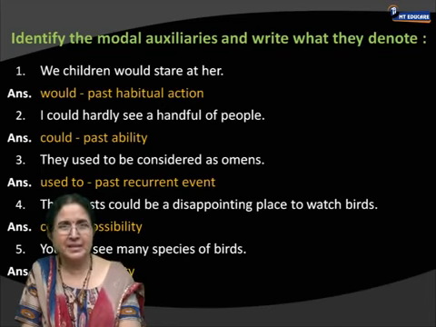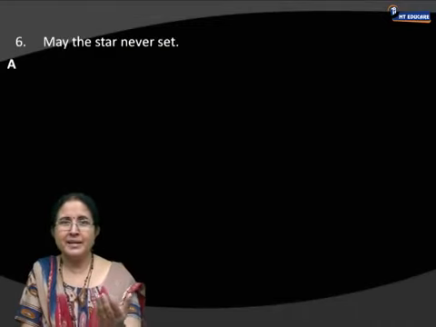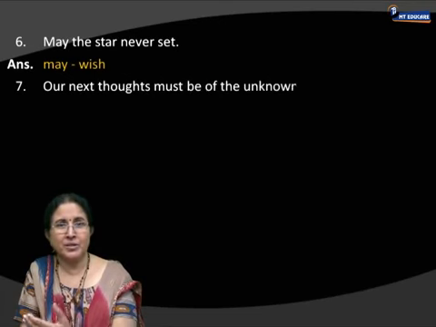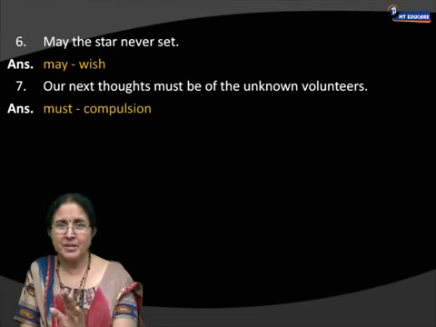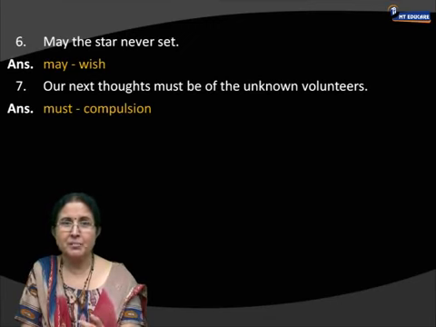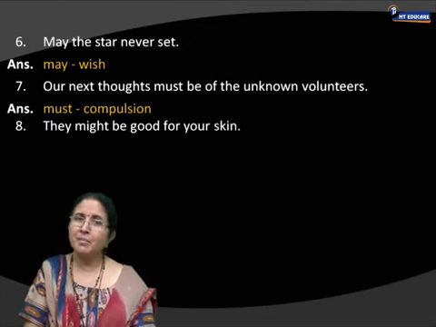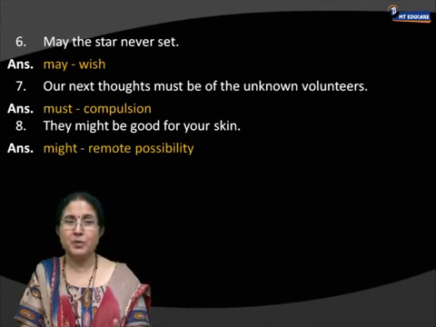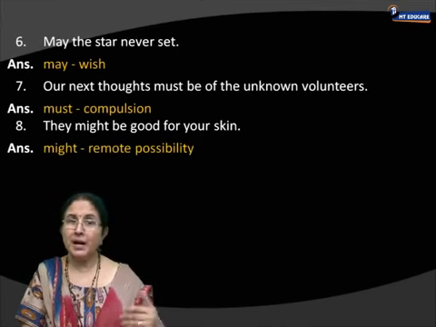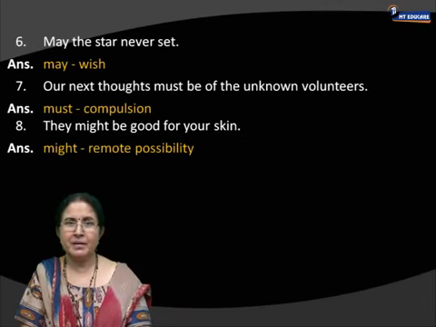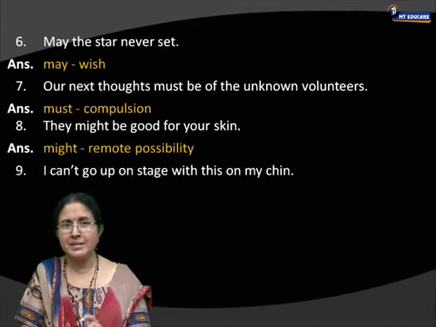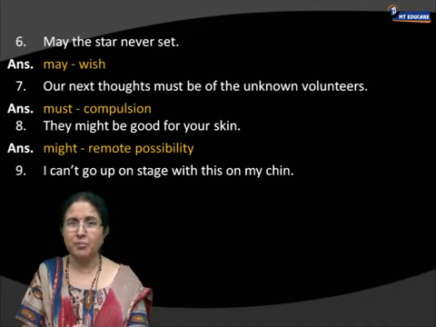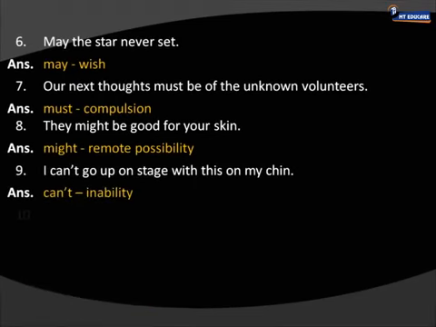So see the sentences that are coming up. May the star never set, you're wishing someone. May. Our next thought must be of the unknown volunteers. Now must be, here must is the modal auxiliary. Be is the verb. Compulsion. They might be good for your skin, you're suggesting a possibility. Maybe if you use this, ultimately it will improve your skin. I can't go up. Now can't is a negative modal auxiliary. I cannot go up on stage with this on my chin. So can't shows, can becomes ability, can't becomes negative, inability.